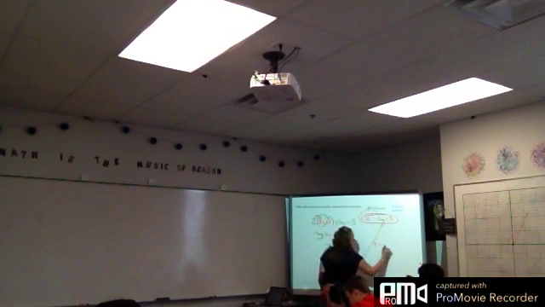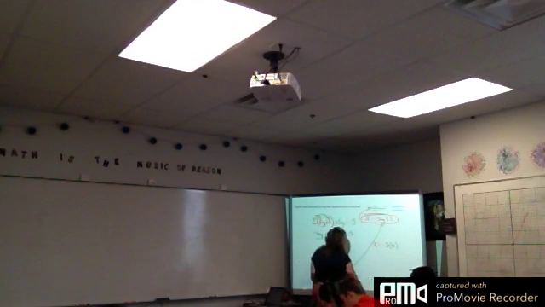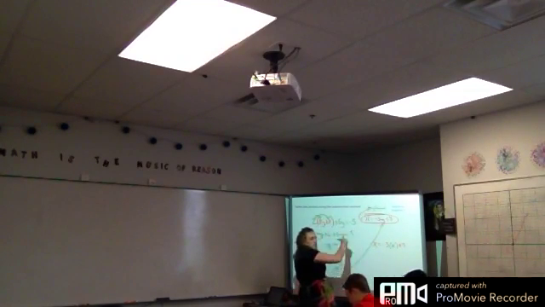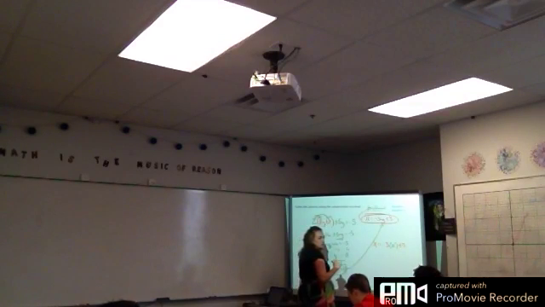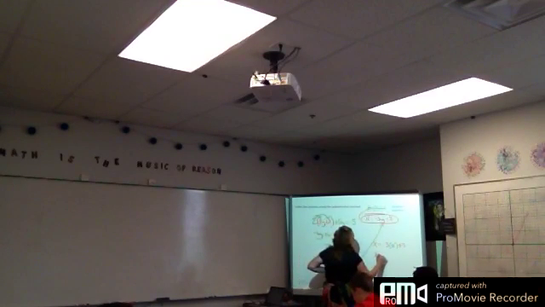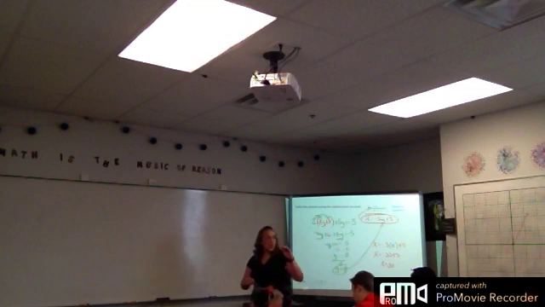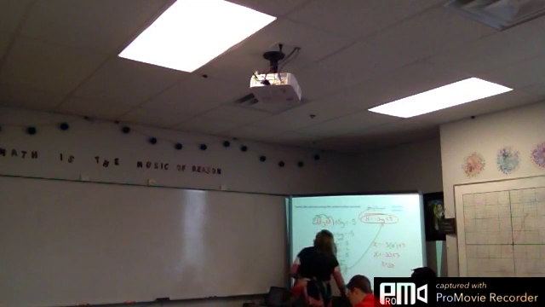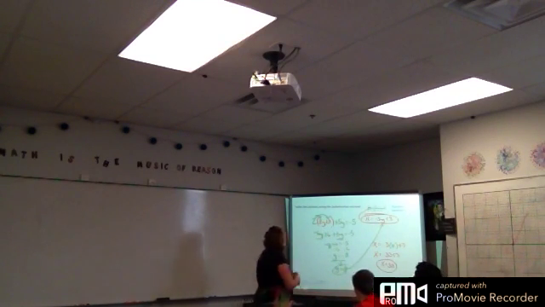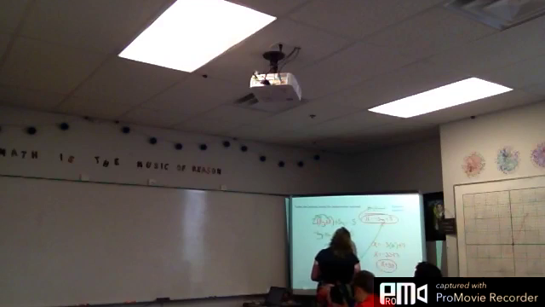So x equals negative 3 times 11 plus 3. Negative 33 plus 3, so x equals negative 30. When you go to write your answer, you're writing it in ordered pair form. So what is my answer in ordered pair form? Negative 30, 11. Yes, negative 30, 11.